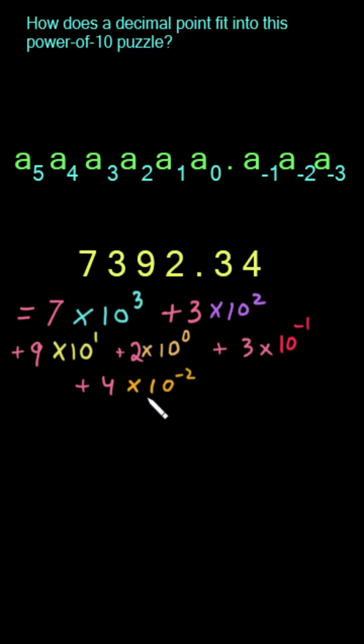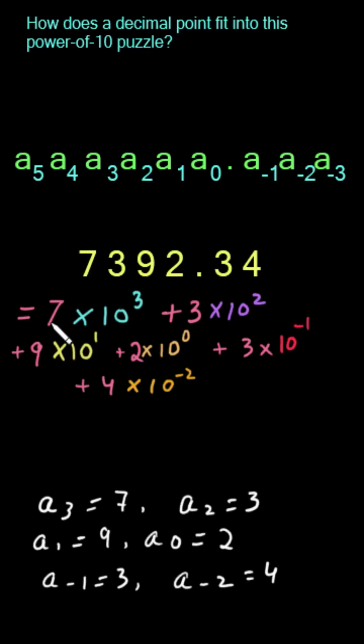So this shows us that 7 is multiplied with this one. This 7 will be equal to a sub 3, because this 7 is multiplied with 10 whose power is 3, and this will be equal to a sub 2 because this is multiplied with 10 whose power is 2. Similarly, this 3 will be equal to a sub minus 1 because this 3 is multiplied with 10 whose power is minus 1, and this 4 will be equal to a sub minus 2 because this 4 is multiplied with 10 whose power is minus 2.